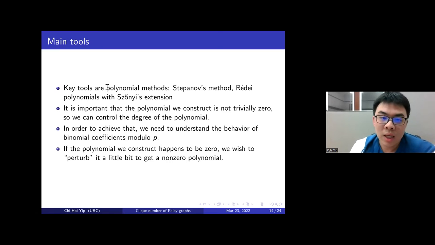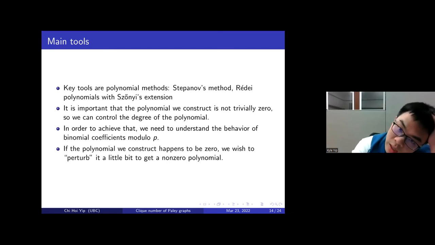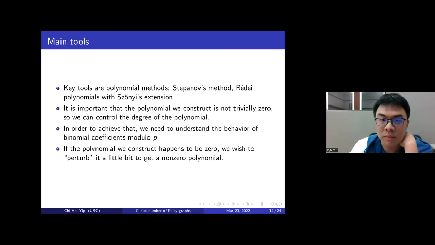So in our case, we will consider two types of polynomial. The first type of polynomial is a baby case of the so-called Stepanov's method. And the second method is related to the direction set of a point set on the affine Galois plane, where we have a standard tool to study the size of the direction set. And the standard tool is given by Rédei polynomials with Szőnyi's extension.